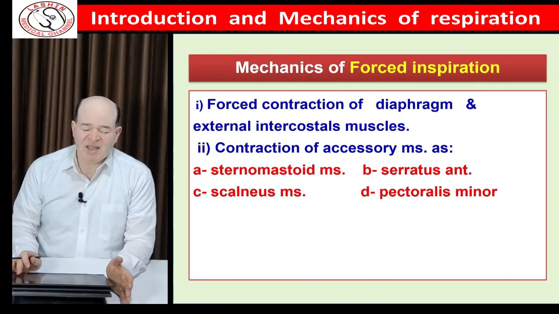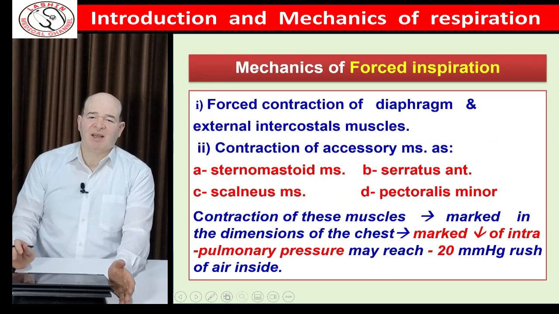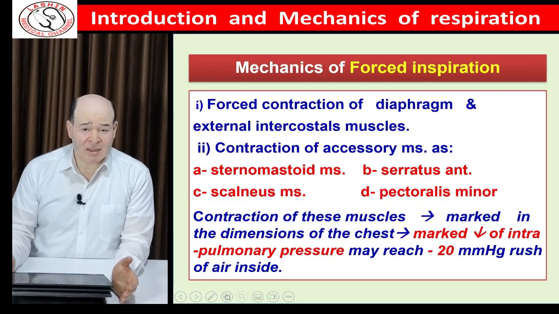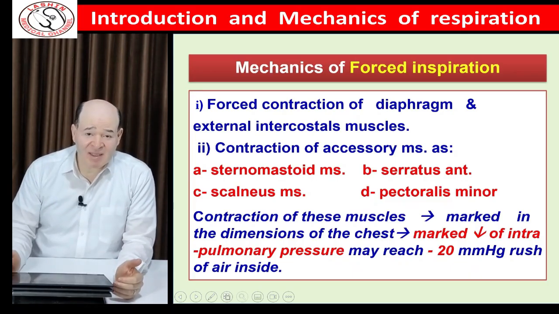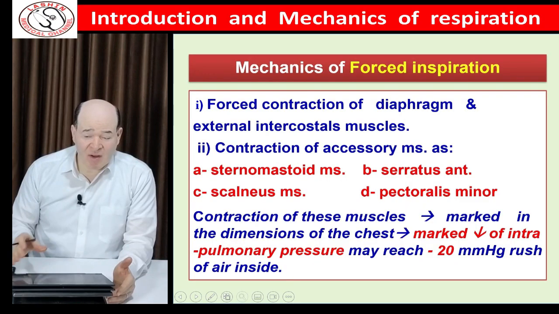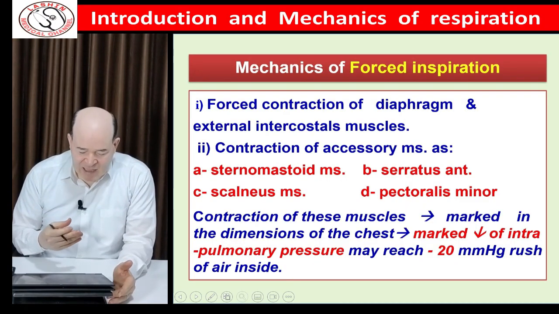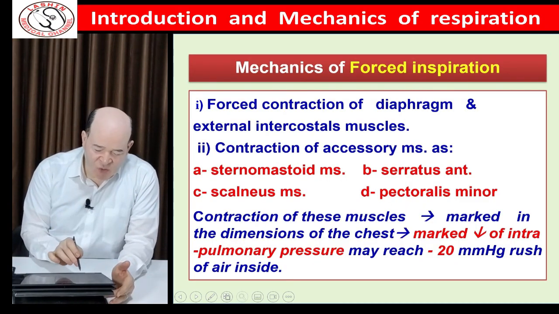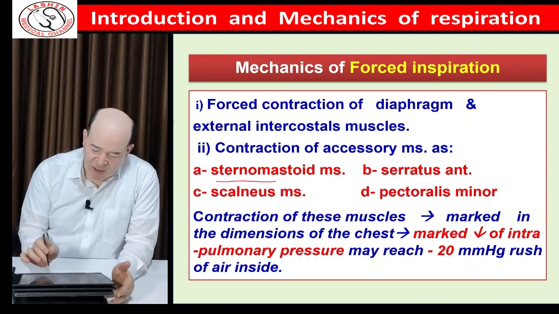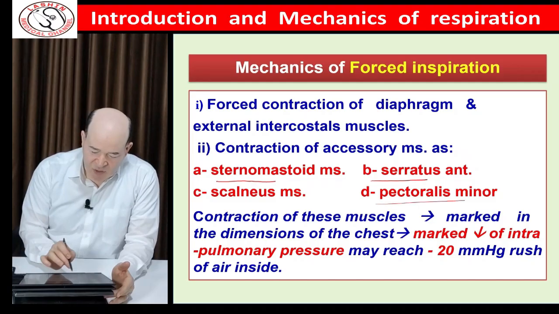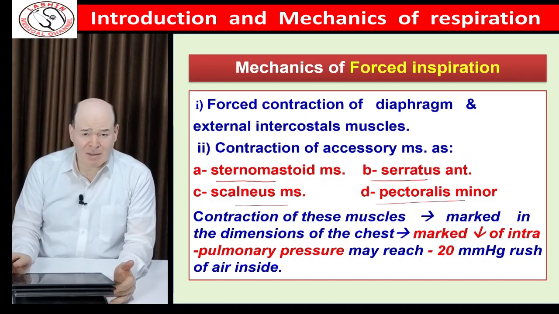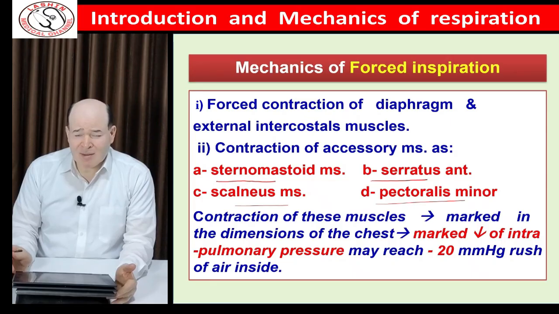Regarding forced inspiration, which occurs during exercise, the diaphragm and external intercostal muscles contract strongly. However, this is not sufficient. A group of accessory muscles work with them. They work only during forced respiration that occurs during exercise, like sternomastoid, serratus anterior, pectoralis minor, and scalenus muscles. As a result, the pressure inside the chest may drop to -20 mm mercury.